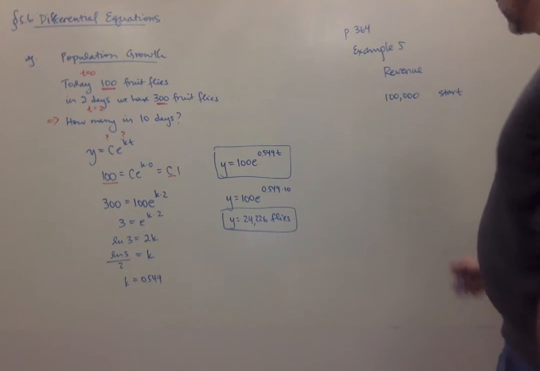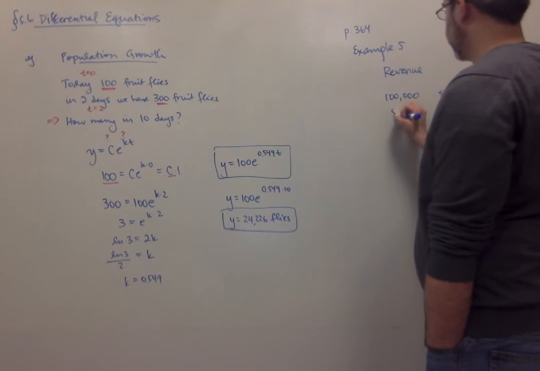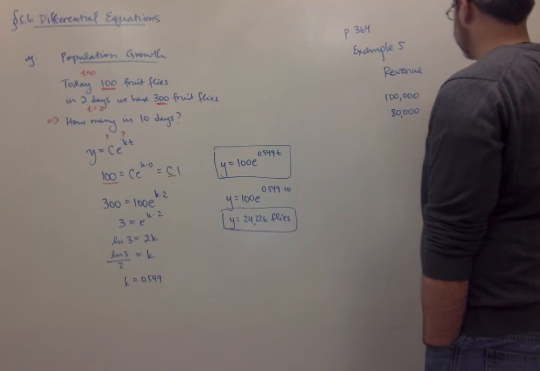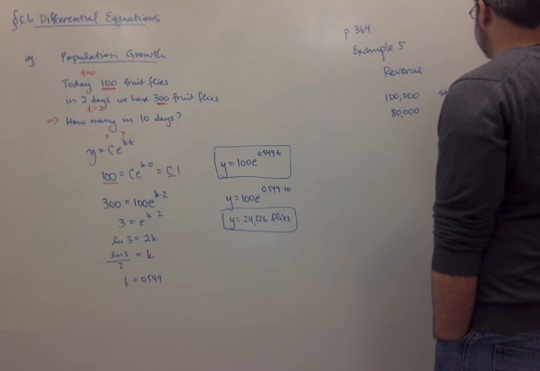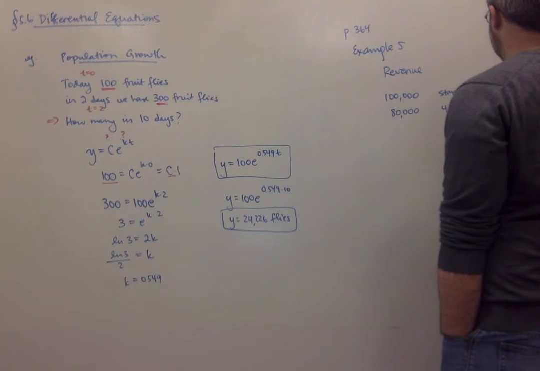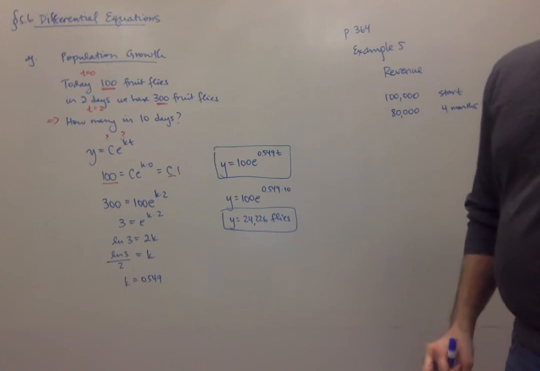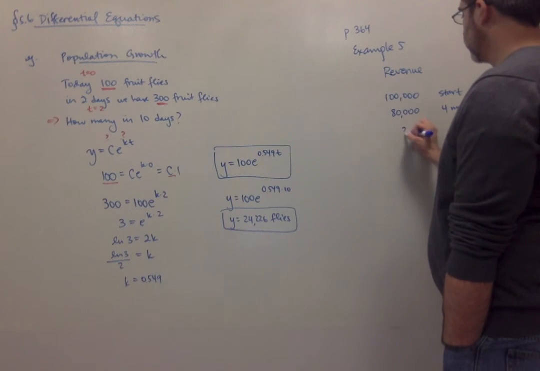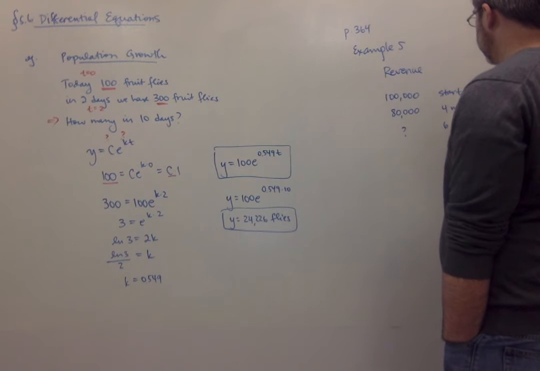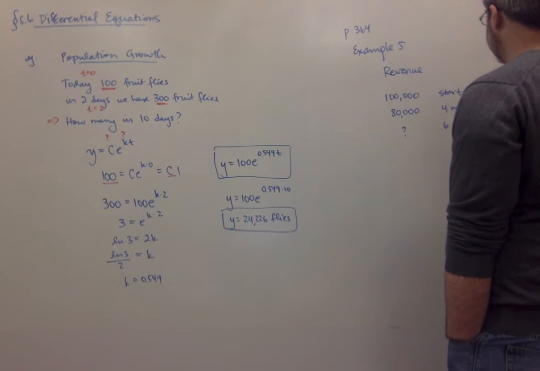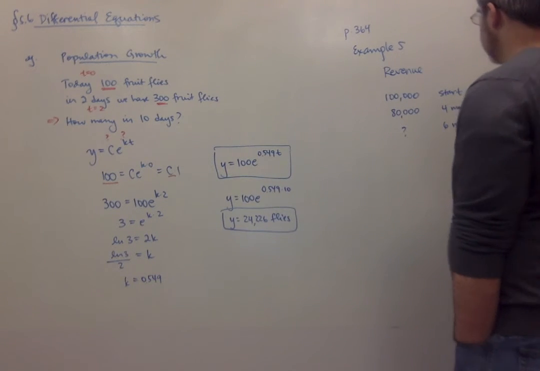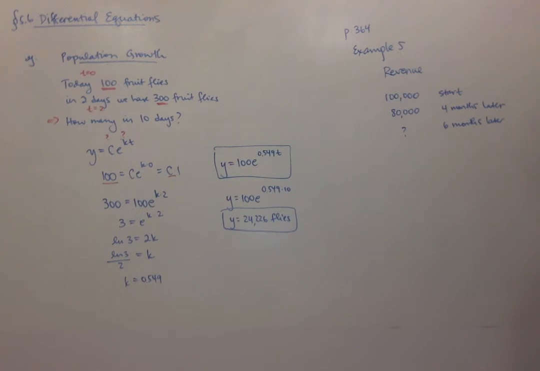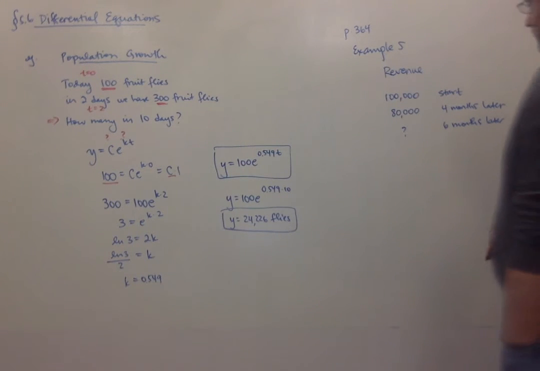And then 4 months later, those sales drop to 80,000. And then it asks how much will they sell 2 months after that? So in other words, 6 months later. 6 months after they stopped advertising, how many things will they sell? They're going to sell less and less. How much are they going to sell at 6 months later?